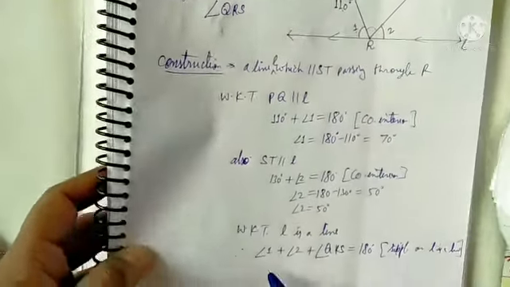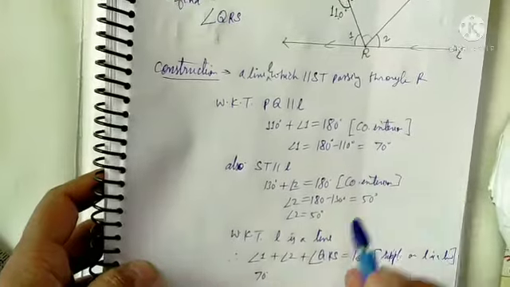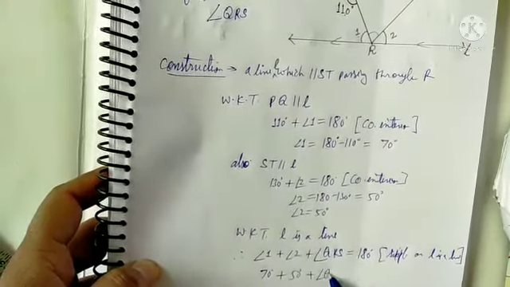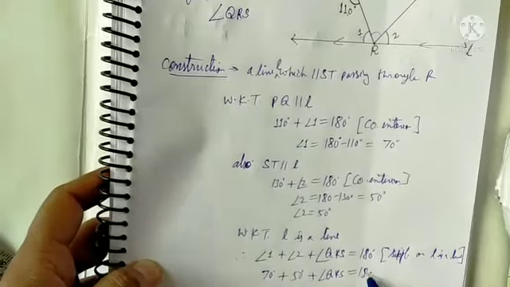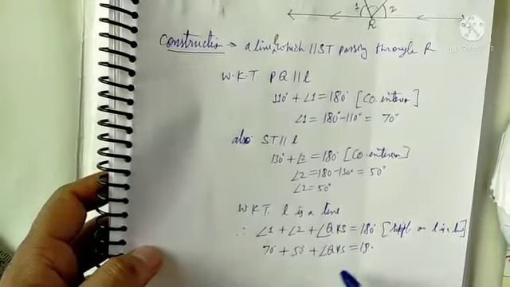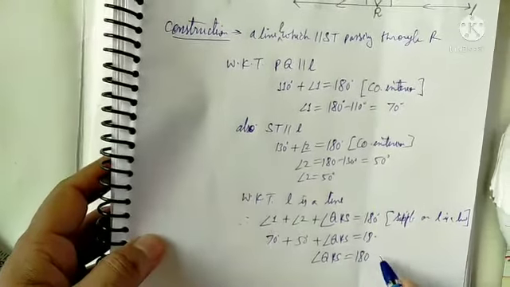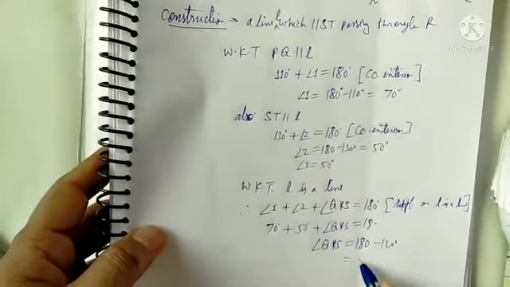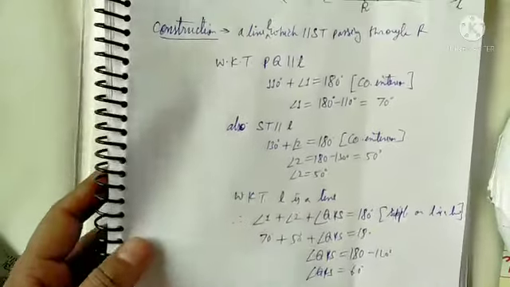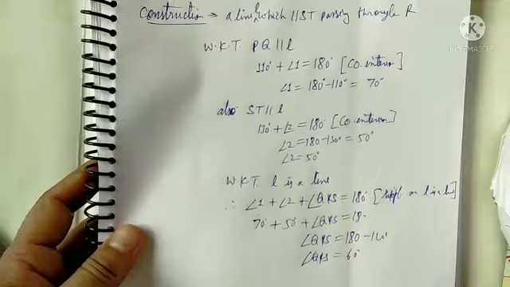So angle 1 is that 70 degree we got just now, plus angle 2 is 50 degree, plus angle QRS is equal to 180 degree. 50 plus 70 is 120. Angle QRS is equal to 180 minus 120. So what will come here? 60 degree. Angle QRS will come 60 degree. That is the final answer of this question. We have done it very easily.